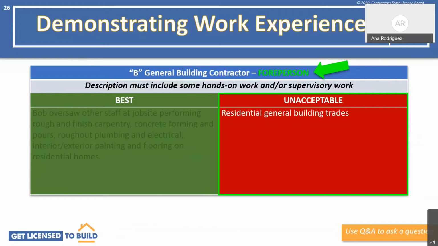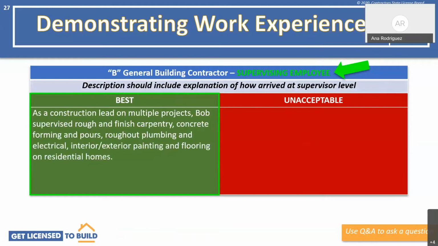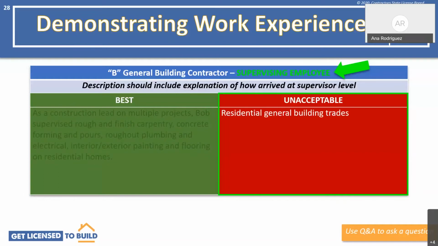Residential general building trades. For supervising employee experience, the description should include an explanation of how you arrived at that supervisor level. An example is: as a construction lead on multiple projects, Bob supervised rough and finished carpentry, concrete forming and pours, rough out plumbing and electrical, interior exterior painting, and flooring on residential homes. Again, something unacceptable would be something generic like this.